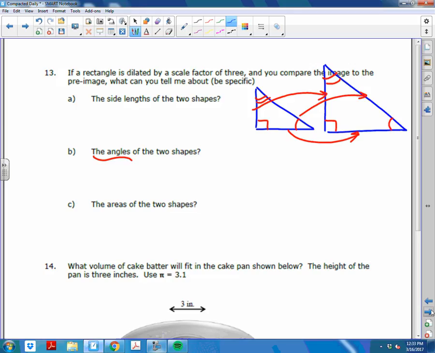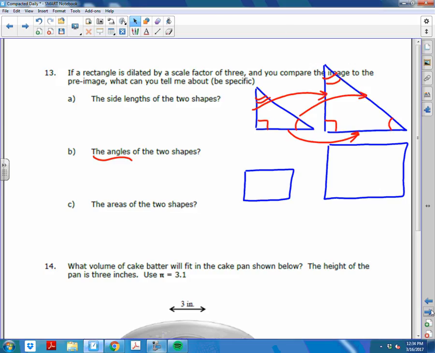Hatai? The area of the image, is it? It's not if it's a scale factor of 3. No, it's not. She says the 3. Oh, I thought you said the image is 1/9. You said the pre-image. Okay.